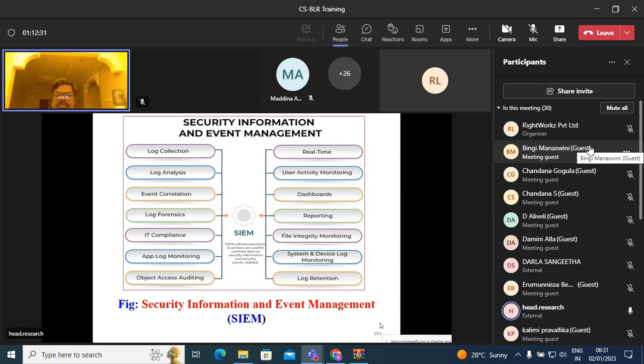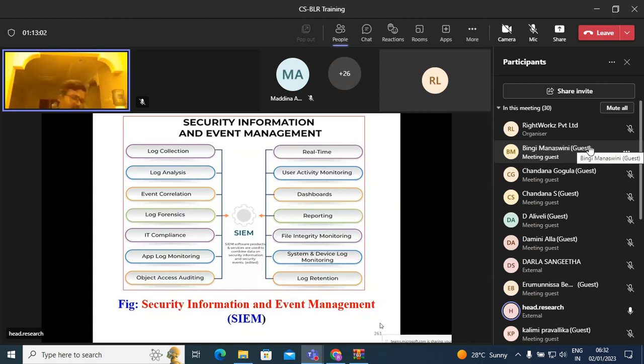So these are the security information and event management. First step, you need to check. SIEM is security information and event management. SIEM software products and services are used to combine the data on security information and security events. First step is log collection, then log analysis.